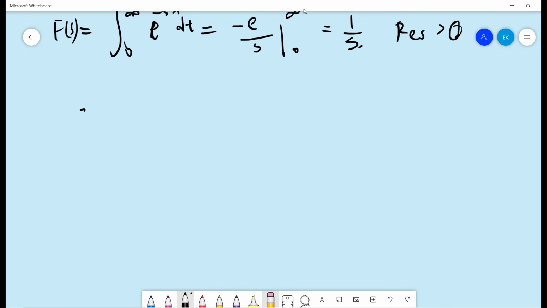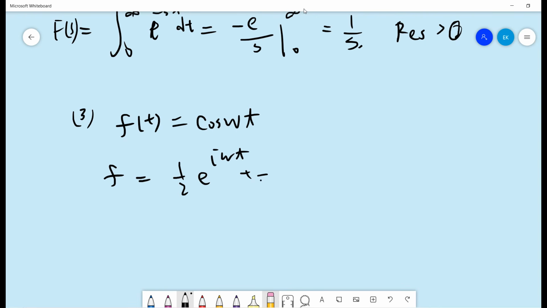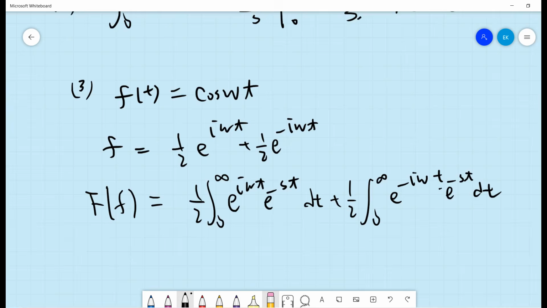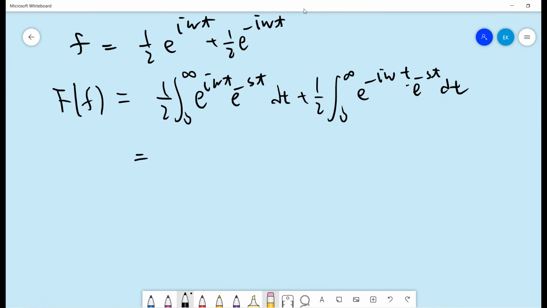Okay, and then the third one, and basically f of t is just cosine omega t. Okay, so we just write f as this one. Okay, and then do the Laplace transformation for this f. So we get this dt plus half dt. So this gives you what? This gives you half from the first one, right? From the first one, we know that this is this.